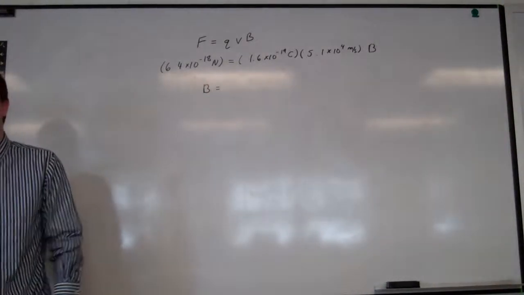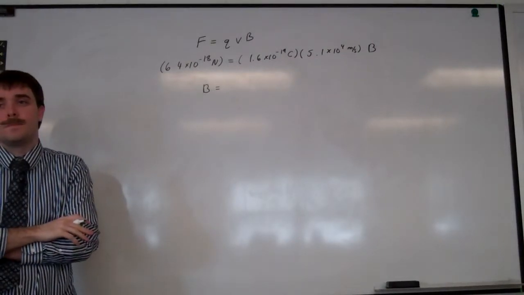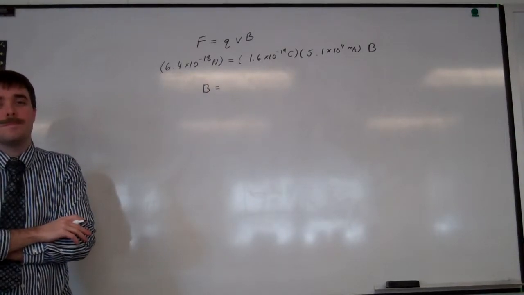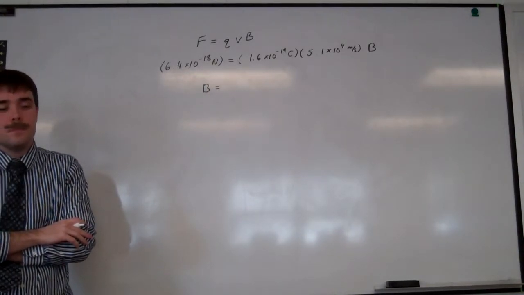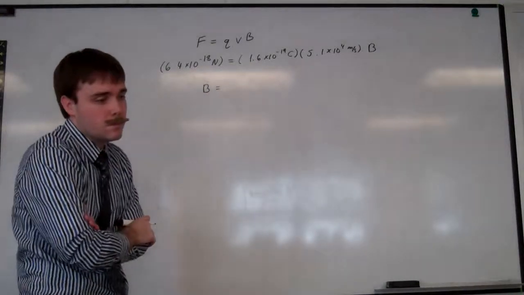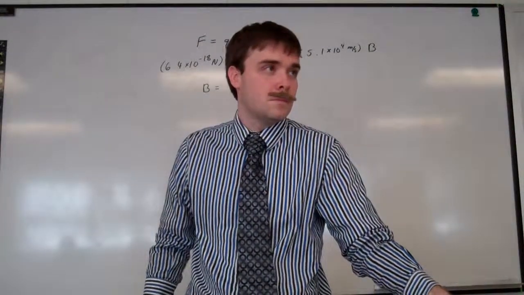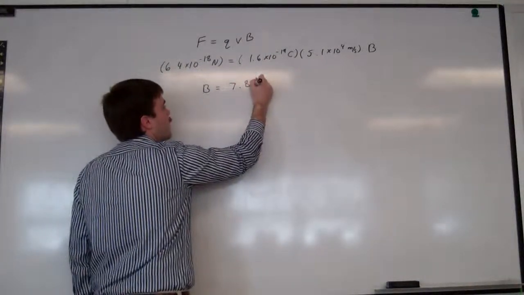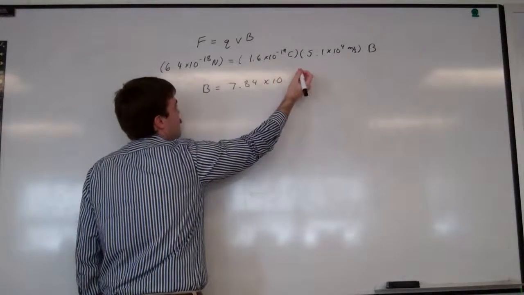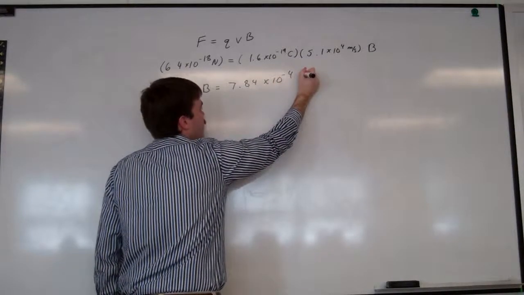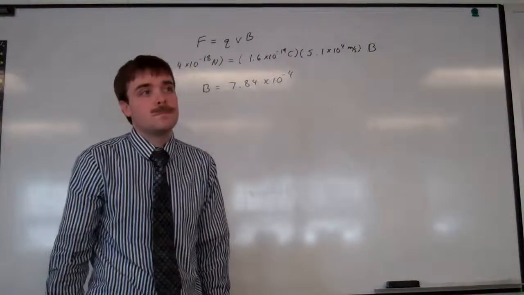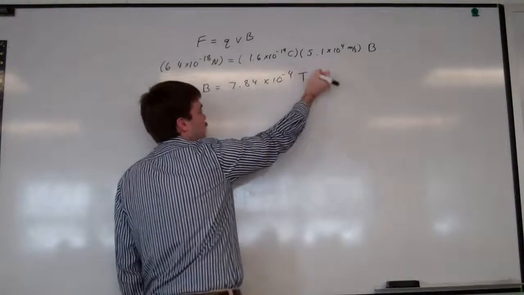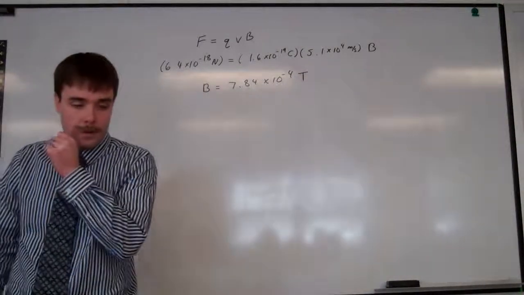So when you solve for B, what do you get? Jason? 7.84 times 10 to the what? Negative 4. And what's the unit for a magnetic field? Teslas, and it's abbreviated capital T. That's our answer. We don't need direction with that one.